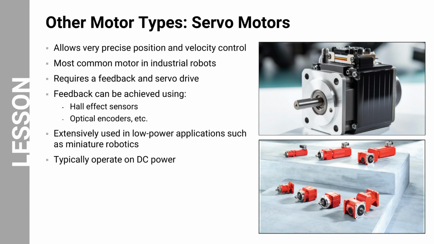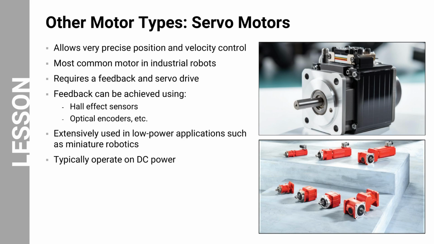Servo motors are renowned for their precise position and velocity control and are the most common type used in industrial robots. This precision is achieved through an integrated feedback system that monitors the motor's output, including its position and rotational speed. This feedback loop allows for fine-grained control. Feedback mechanisms can include Hall effect sensors, which utilize electromagnets to detect rotating magnetic fields, or optical encoders, which use gaps in a disc to track rotational position and speed.